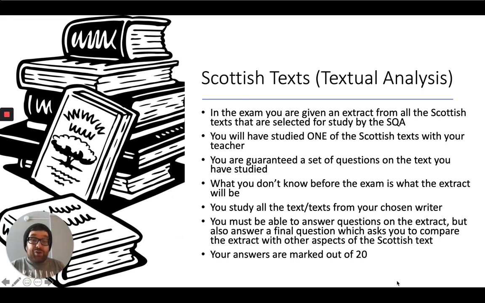You must be able to answer questions on the extract, but there's also a final question, known as the commonality question, which asks you to compare the extract with other aspects of that Scottish text. For example, if you were doing the poetry of Norman McCaig, you would have your extract poem in the exam, and the last question would ask you to make some comparisons with the other 5 poems that you'd studied, and that you've done from memory and your knowledge of it.